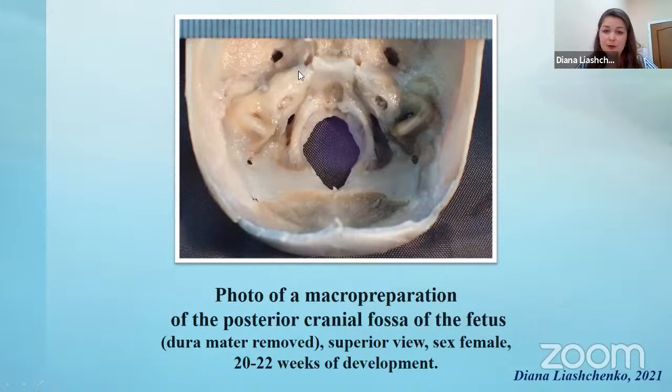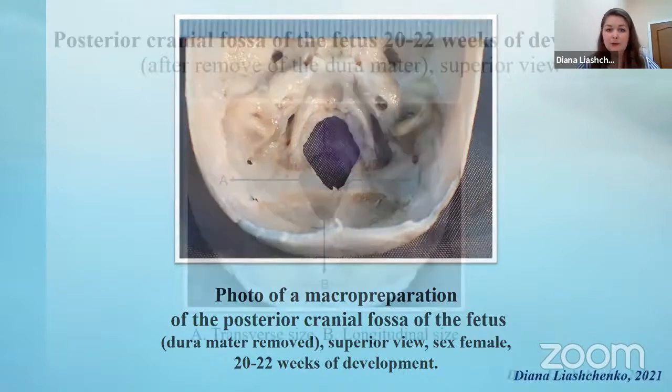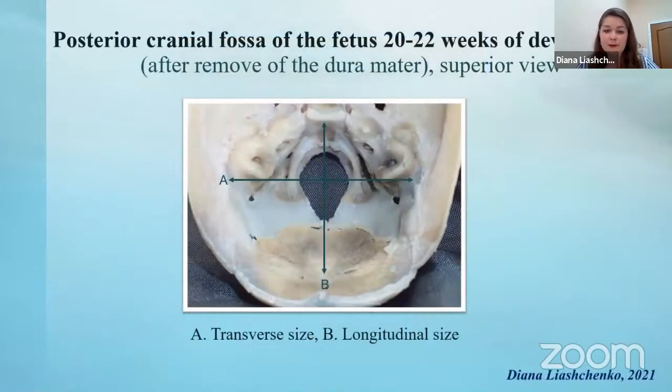And the second feature I want to draw your attention to: there are different bones, for example the occipital bone, the petrosal part of the temporal bone, the clivus, this part of the sphenoid bone, and pay attention, we can see cartilage parts of these bones as well as ossification nuclei. So, next. The posterior cranial fossa of the fetuses, being well developed, gives us the ability to measure its sizes, and after removing the dura mater we measured longitudinal and transverse sizes. Later I will show you a table with the sizes.